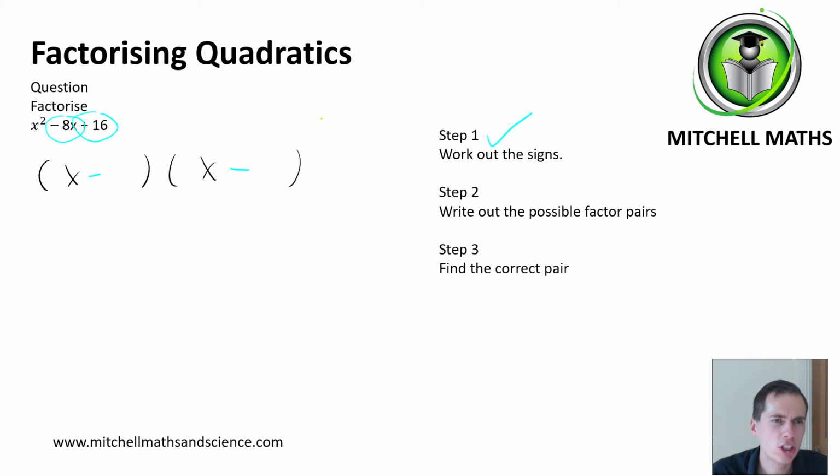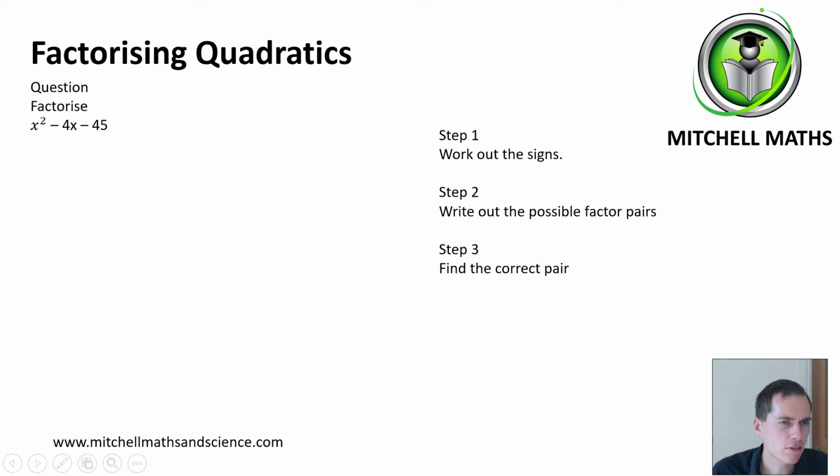The second step is to work out the possible factor pairs, the pairs of numbers that multiply to give 16. Well, I could have 1 and 16, I could have 4 and 4, I could have 2 and 8. And I need to see which ones add to make minus 8. Remember, both the numbers are going to be negative because it's a minus in the brackets. Minus 1 minus 16 is minus 17, so it can't be that. Minus 4 minus 4 is minus 8. So it's going to be x minus 4 in both brackets. Right, so that's that one.